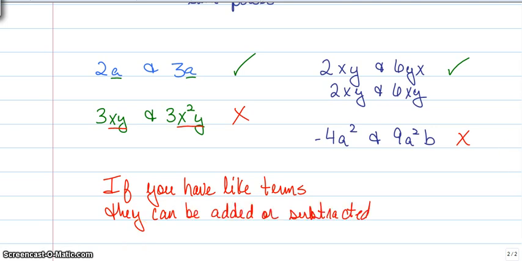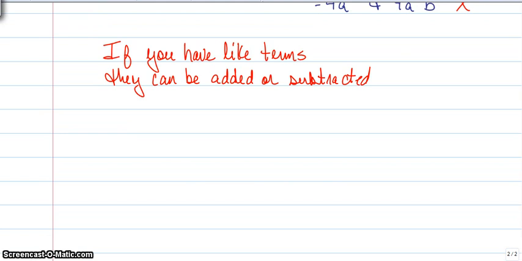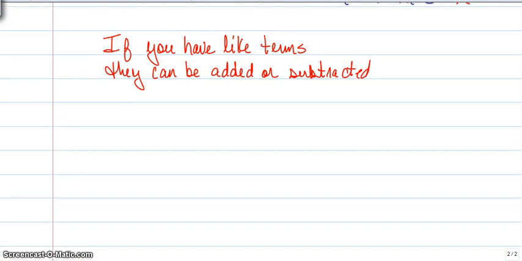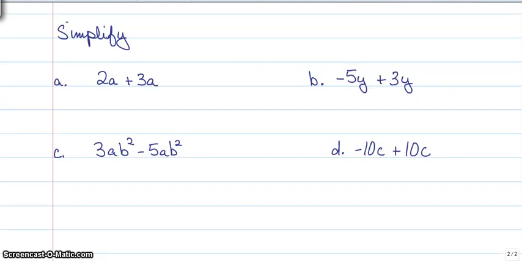Okay, so let's take a look at a few examples. Our directions say to simplify. The first one I have is 2a plus 3a. Check to see if I have like terms. I have a. Okay, now I'm going to combine my coefficients using the rules of addition. 2 and 3, same sign. Add and keep the sign, so I get 5a.